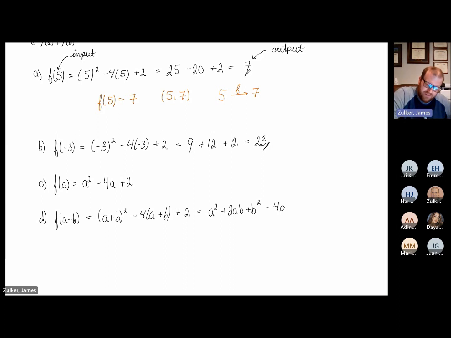Distribute the -4 through. This is -4A minus 4B, and then just that plus 2. There's sadly no common terms here, right? There's nothing we can simplify further. That is how we would leave our output.